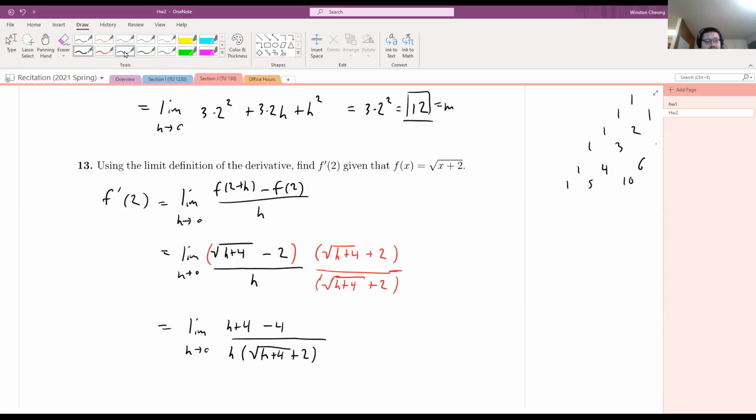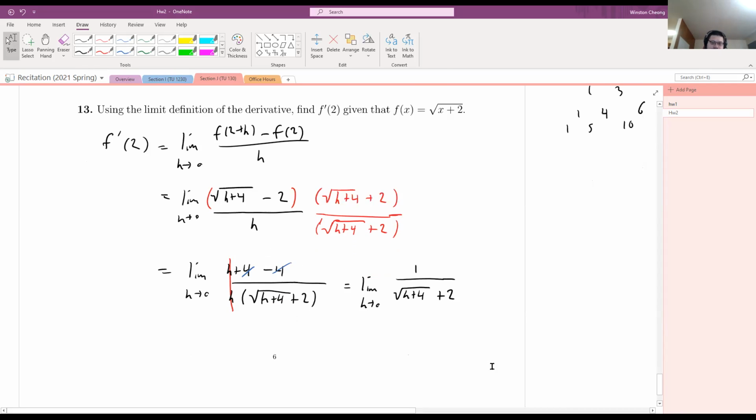And lastly, we can just cancel and cancel. So the +4 and the -4 will cancel. You'll be left with an h on top. And all right, maybe for this one, I'll just cancel. Okay. We can skip a step, I hope. So this cancellation is going to leave us with a 1 on top and a square root of h plus 4 plus 2.